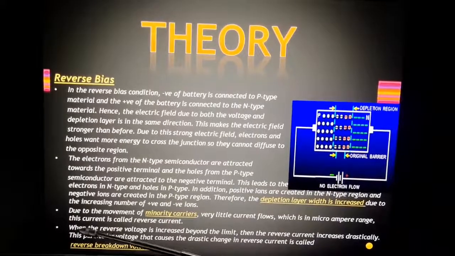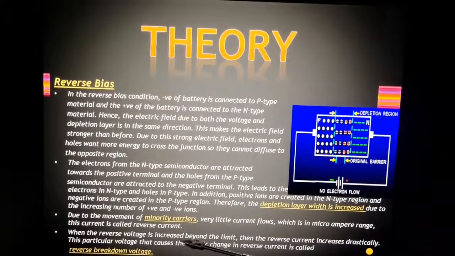When the reverse voltage is increased beyond the limit, the reverse current increases drastically, and this is known as breakdown voltage. Before breakdown voltage, the current is due to minority charge carriers, so the current is very small, a few microamperes in the circuit.